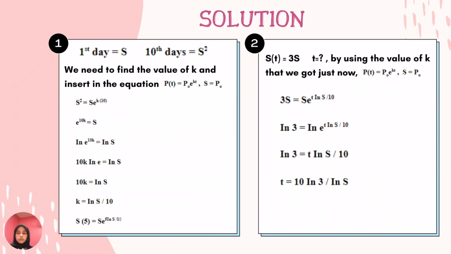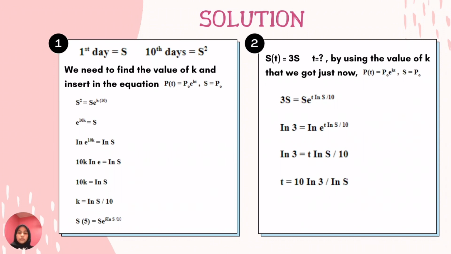Question number 2. We need to find the days taken for the population of insects to be 3 times the original. So we need to find T. By using the value of k that we got just now, insert in the equation P = P0 e^(kt) and our P0 is still the same, which is S. And it will become 3S = S e^(T ln S over 10).